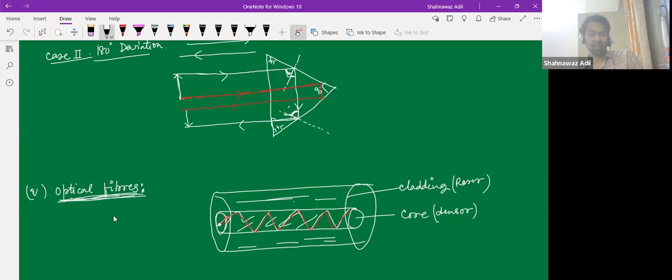And this optical fiber is also used in medical surgery, right? So in surgery equipments, when they want to see inside the organs, they insert this optical fiber in the body. The optical fibers are very, very useful.